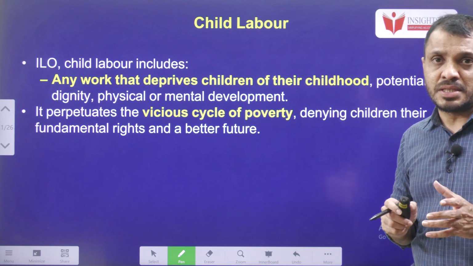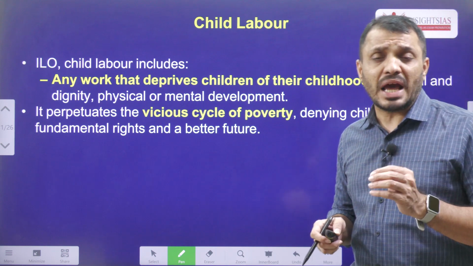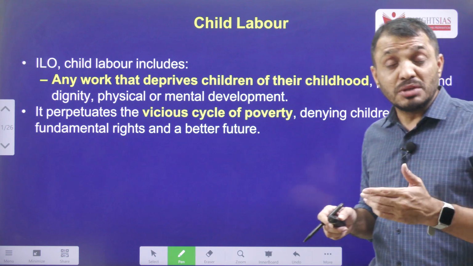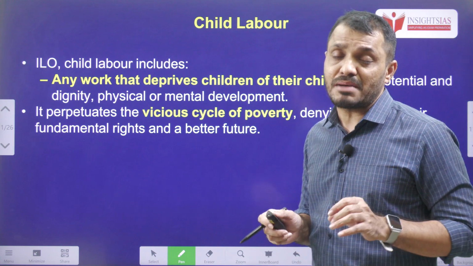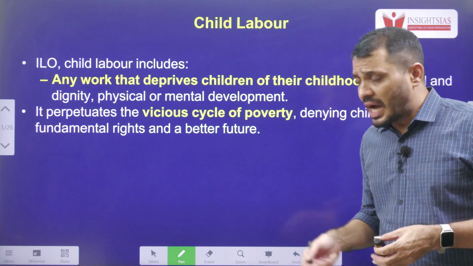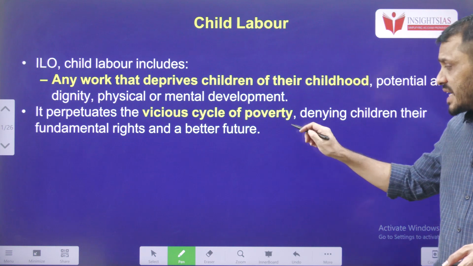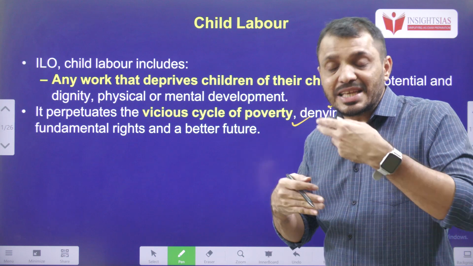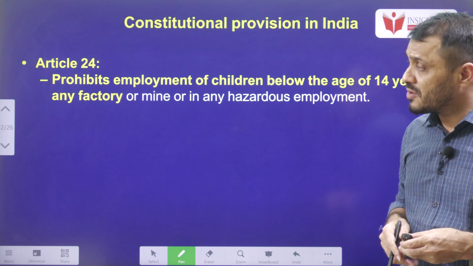Now let's see child labor. According to ILO, any work that deprives a child of the right to education, right to life, and which deprives children of dignity and physical and mental development, all these kinds of activities come under the ambit of child labor. ILO is saying that child labor increases the vicious cycle of poverty, because the child is denied education, and because of that they will keep on being involved in this vicious circle of poverty. That is the observation of ILO.